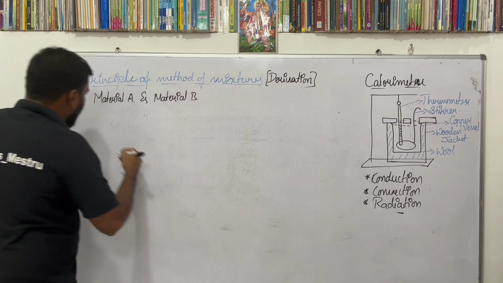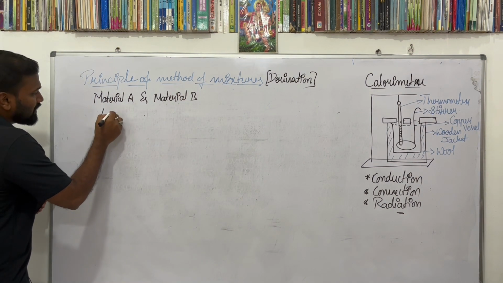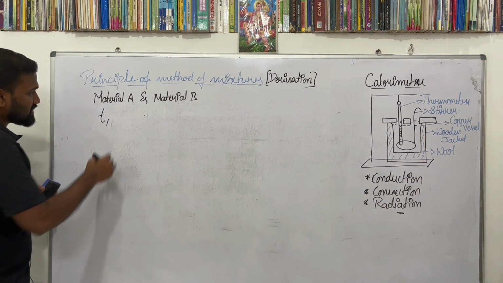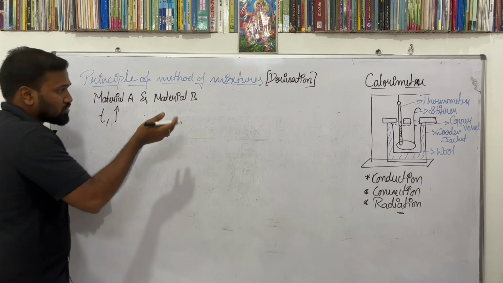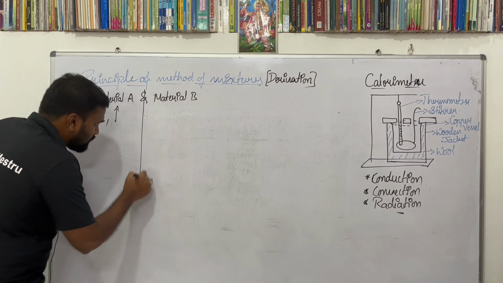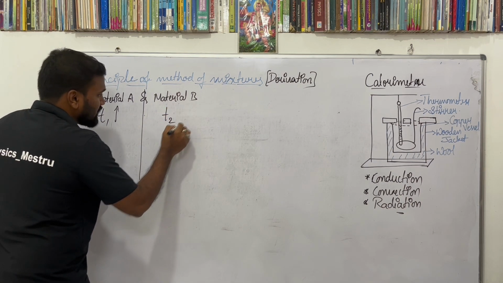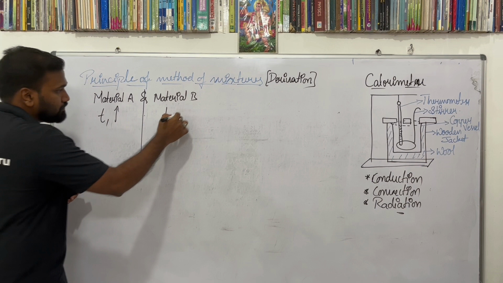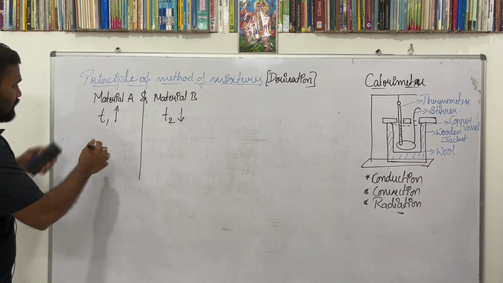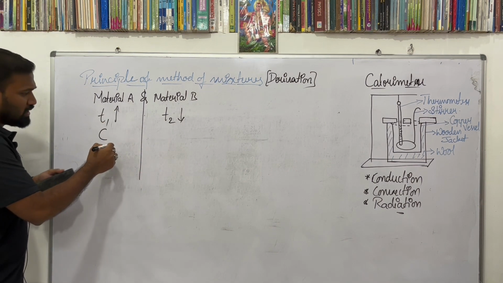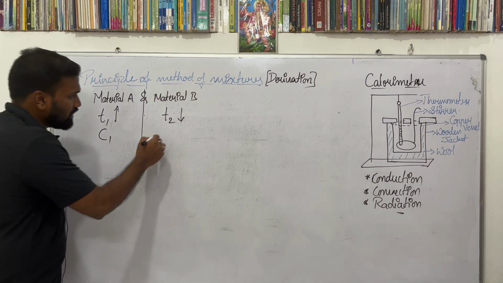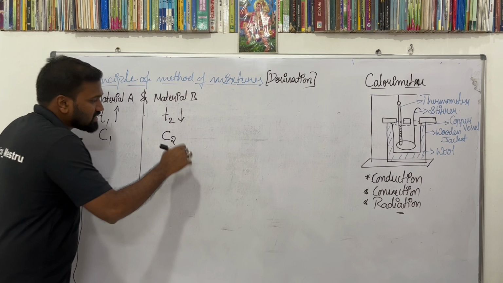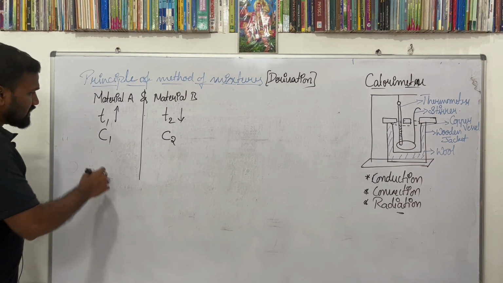Material A will have the higher temperature. Let me take the temperature as T1. It will have the higher temperature, the hotter body, and material B will have the lower temperature compared to T1. Since the materials are different, the specific heat capacity will be different. Let me take that as C1 for material A, and for material B, let me take that as C2. Okay, next.